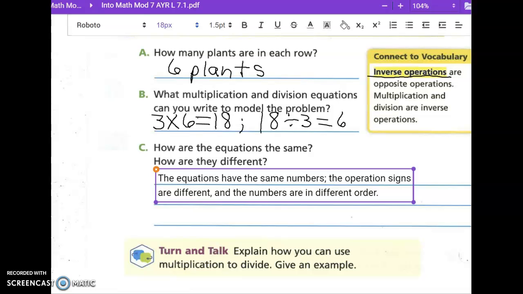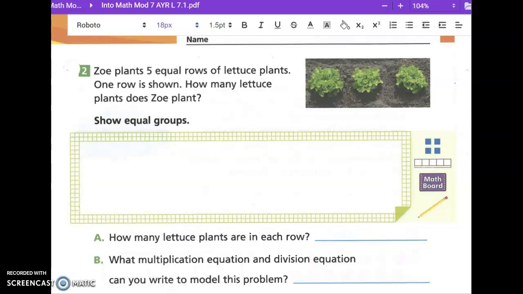All right, so if you're at home, please go ahead and pause your video and get this written down. The equations have the same numbers, the operation signs are different, and the numbers are in a different order. Once you have it written, you can start your video again. Okay, go ahead and turn to your next paper, page 173. And we're going to have a new scenario here. Zoe plants 5 equal rows of lettuce plants. 1 row is shown. How many lettuce plants does Zoe plant? So how many are in each of her rows?